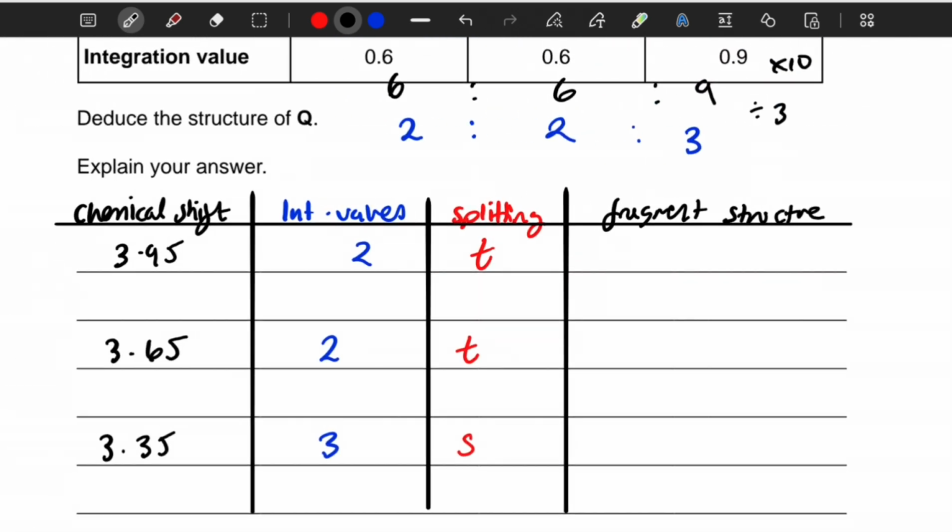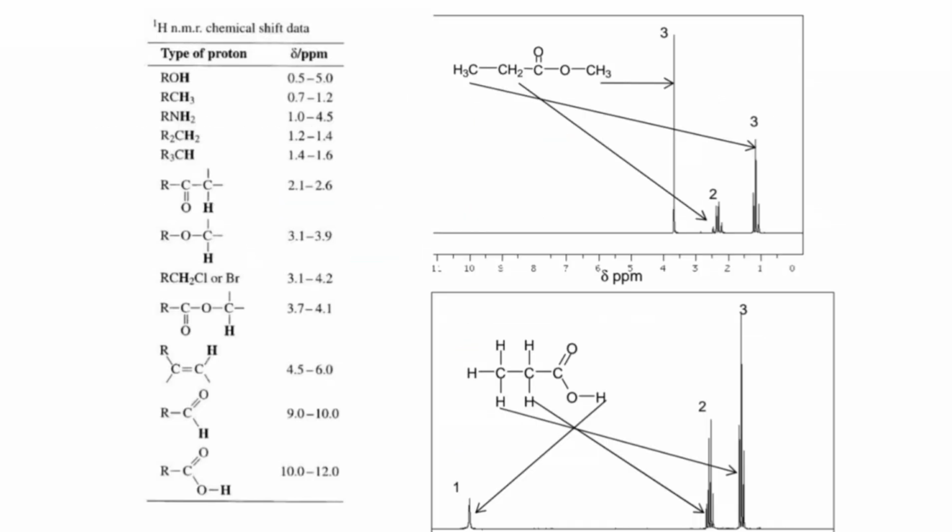Now, let's look at our periodic table, guys. The back of the periodic table, go look at that. Okay, so 3.95 is going to be here. It's within the range of 3.1 to 4.2, that's where 3.95 is. So therefore, it's going to be a chlorine on that carbon.